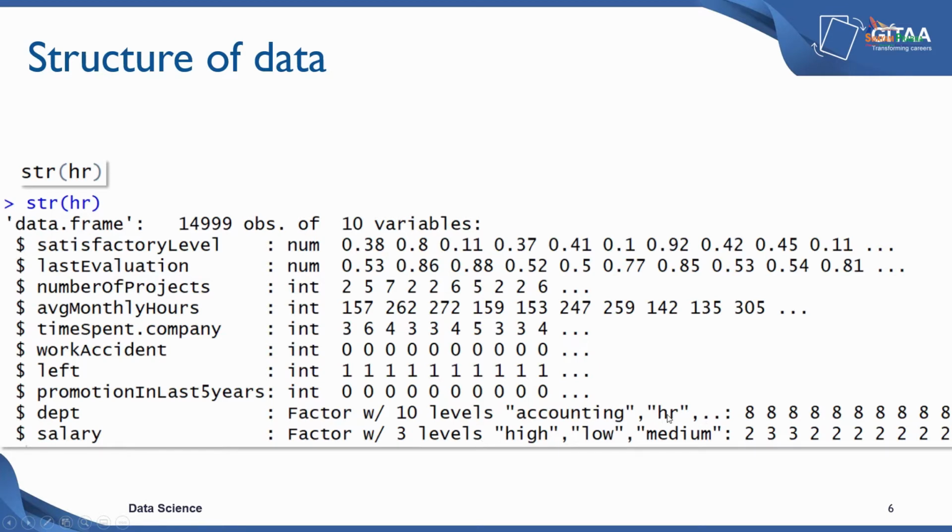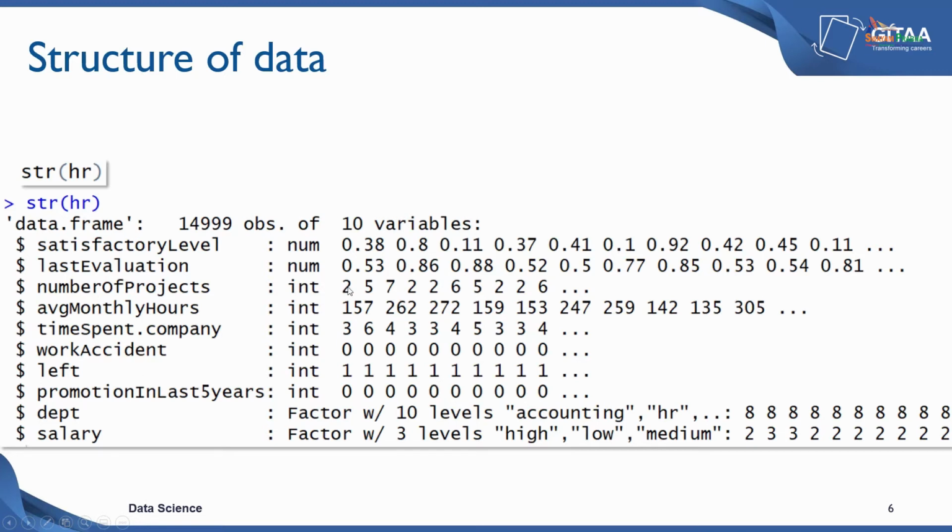You will also see the first few levels, which are accounting and HR under department, whereas the 3 levels in salary are high, low and medium. One thing that you have to notice is that all levels are alphabetically ordered. The other thing that you need to notice is that some of the variables have been read as integers. So let's see which are the variables that have been read as integer.